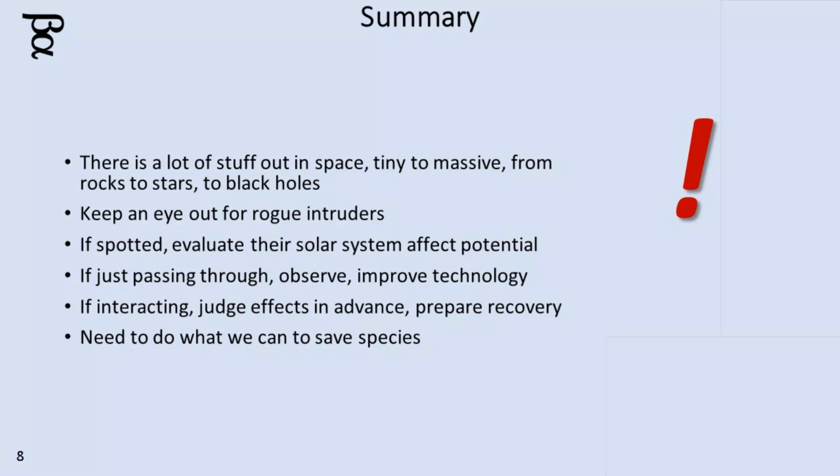If they're going to be interacting, what are they going to interact with? How do we judge that in advance? And if we have to prepare for some sort of recovery, take it seriously, because it may be how we survive as a species.